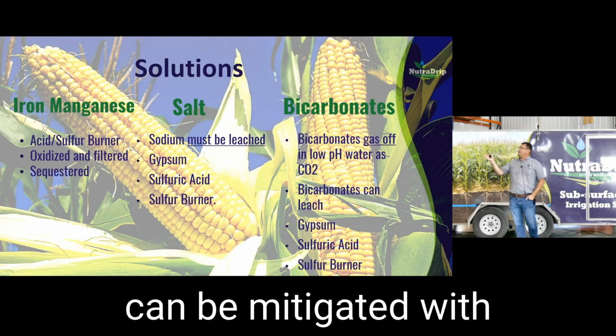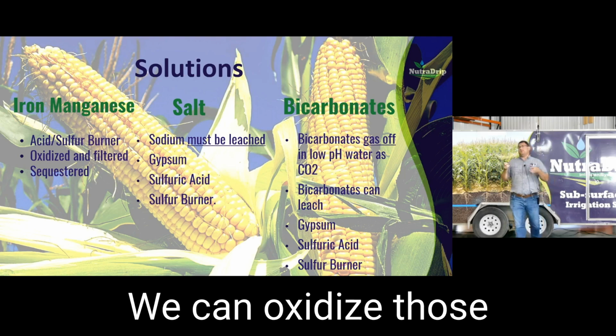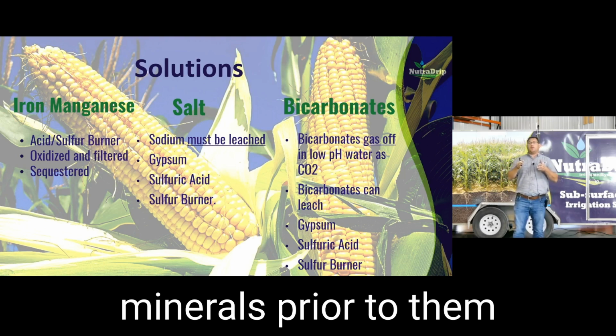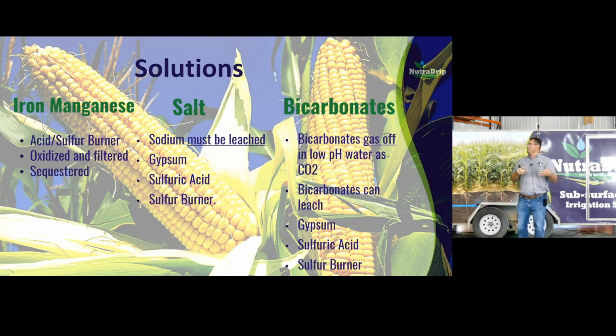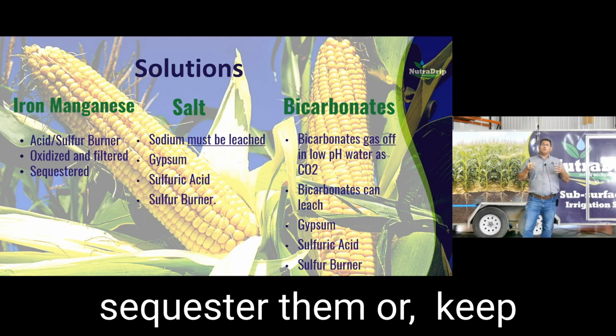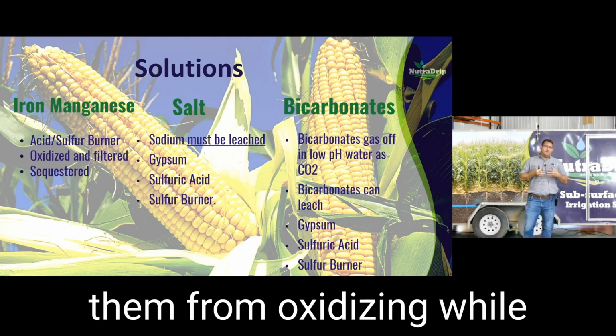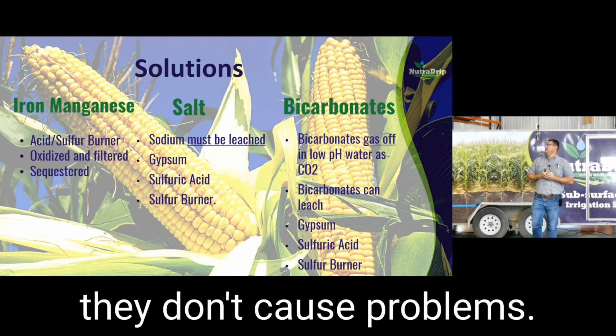Iron and manganese can be mitigated with acid or a sulfur burner, because we can oxidize those minerals prior to them hitting the filter, and then we can filter them out. And then there are also other agents that we can use to sequester them or keep them from oxidizing while they're in the drip tape so they don't cause problems.